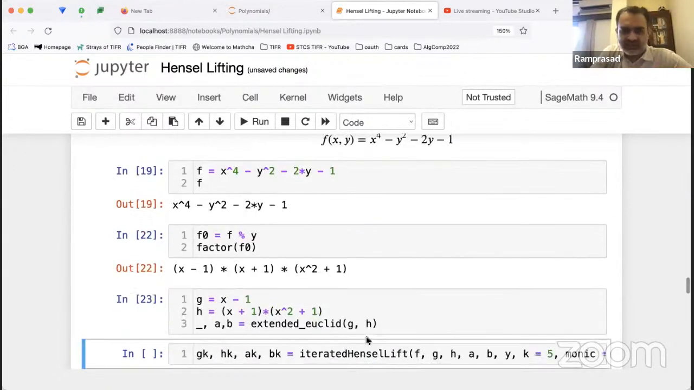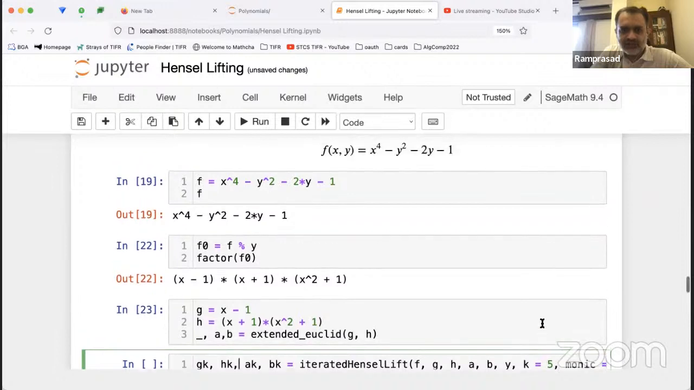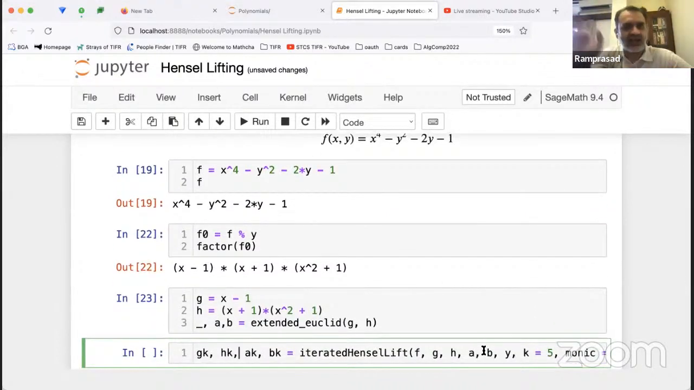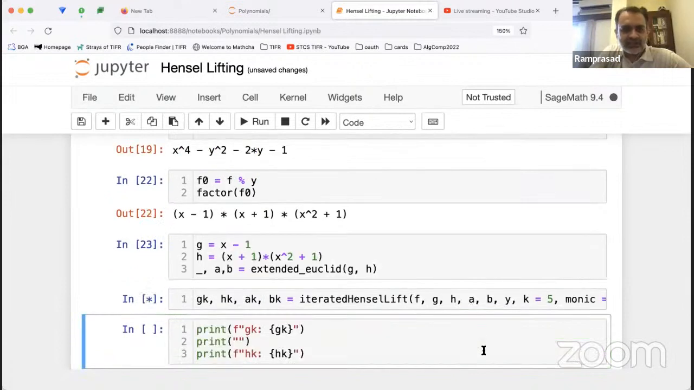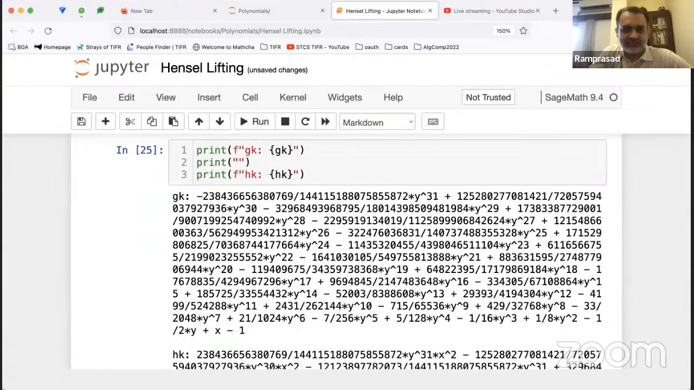Let's run the extended Euclid. You get some a and b. And again, let's lift it to k equal to 5. Again, this is a degree 4 polynomial, so hopefully y to the power 32 is high enough. Okay, so I get something. And now let's try to print what gk and hk are. And you see that gk and hk are just some random garbage.